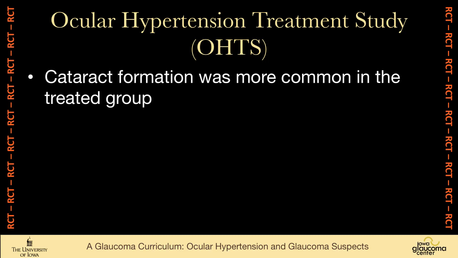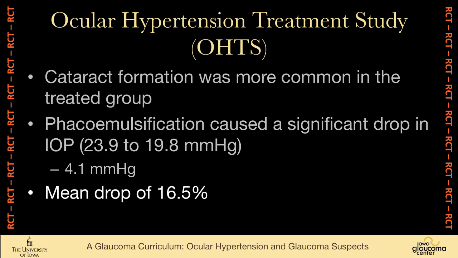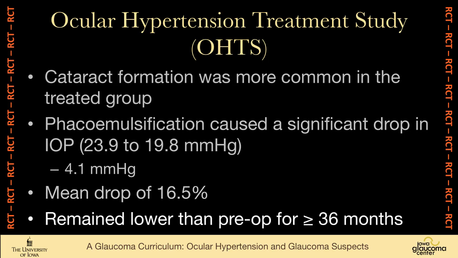Cataract formation was more common in the group that was treated. And another finding that has come out of many studies but was really solidified by the OHTS is that when phacoemulsification is done in these patients, now remember these are patients with ocular hypertension but not glaucoma, there was a significant drop in intraocular pressure, on average 4.1 millimeters of mercury, or about 16.5%. And this remained lower than pre-op for 36 months.